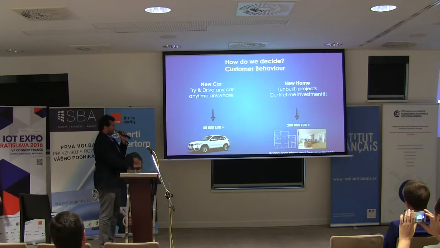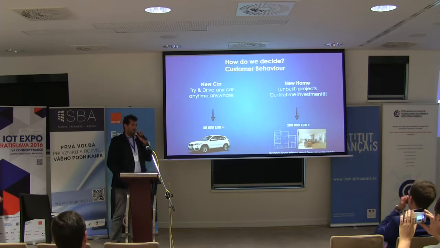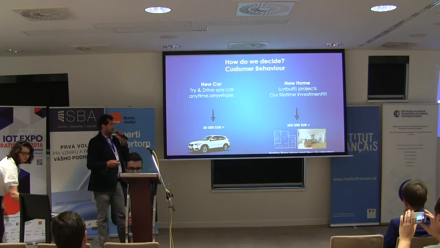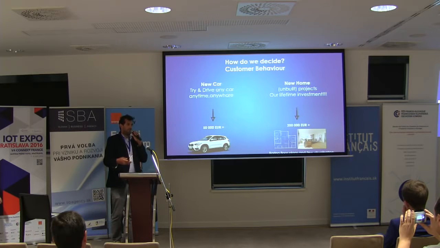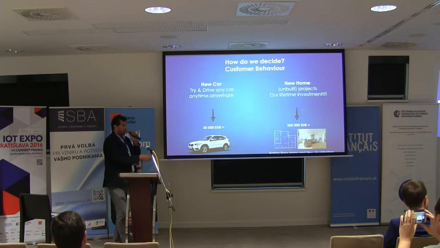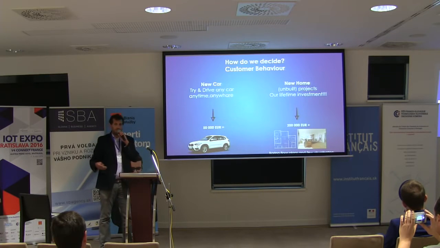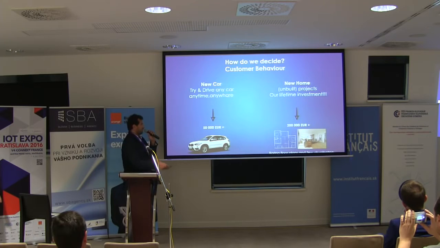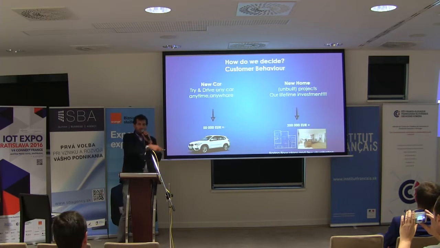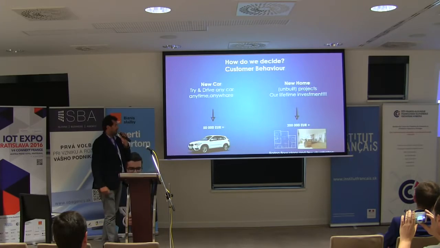Let's see an example. You're going to buy a new car, let's say a 50,000 euro car, and they let you try the car, they let you drive the car, so you can actually connect to the car. They build in emotion, so your decision is built on emotion. On the other hand, you're going to buy a new home, a project that will be built in a few years' time, and you have to take a decision based on a boring floor plan with several pictures. And the investment is 3, 4, 5 times higher than when you buy a car.